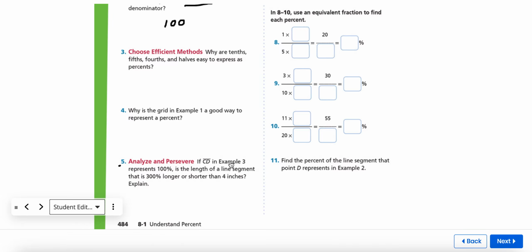Number 5, if CD in example 3 represents 100%, is the length of a line segment that is 300% longer or shorter than 4 inches? Okay, so if CD is 4 inches and that's 100%, and we're looking for a length that is 300%, 300 is more than 100, so therefore it's going to be more than 4 inches because it's greater than 100.